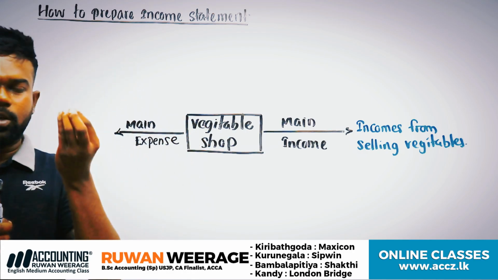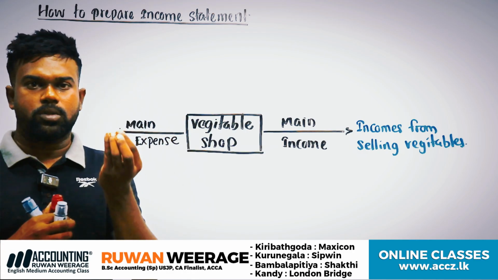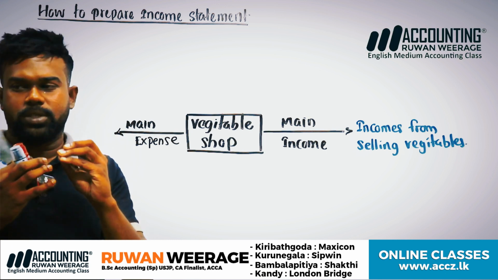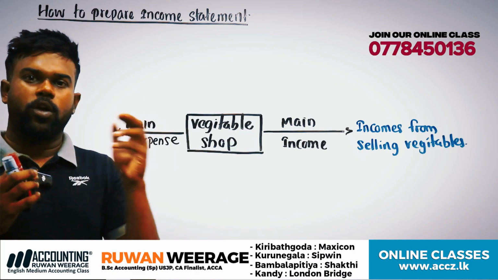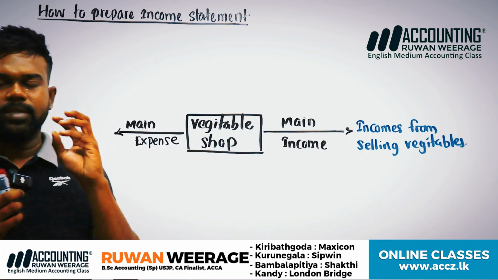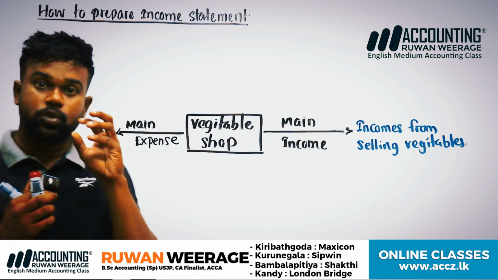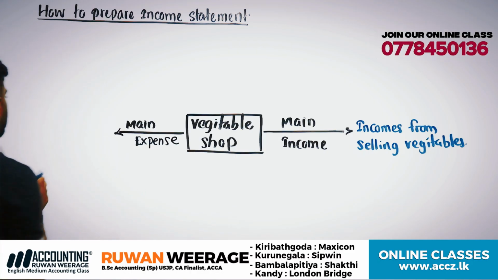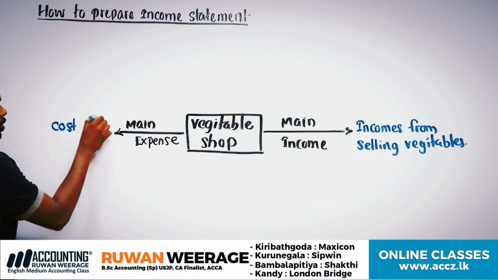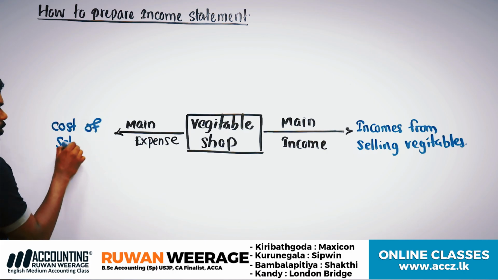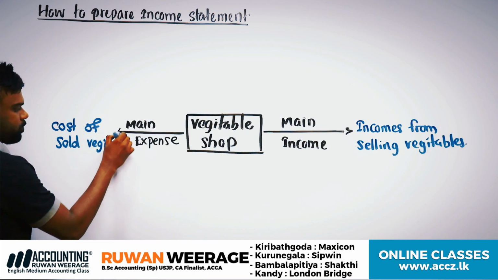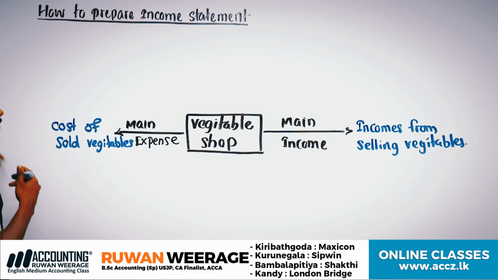So the main expense is the actual cost of the vegetables. Let's think 100,000 vegetables sold for 150. 150 would be the sales income, the selling price. So 100, that's the actual cost. So we call it the cost of sold vegetables.